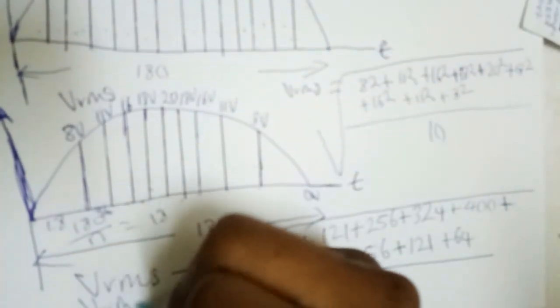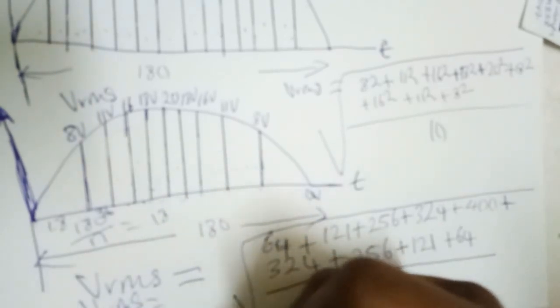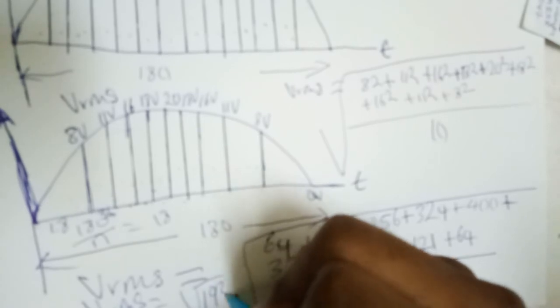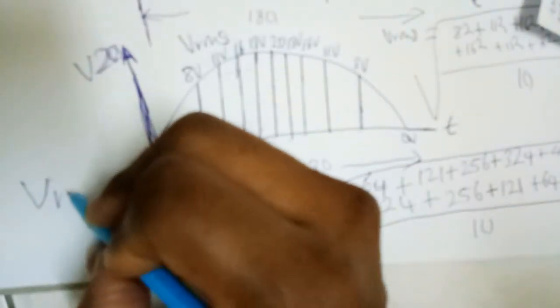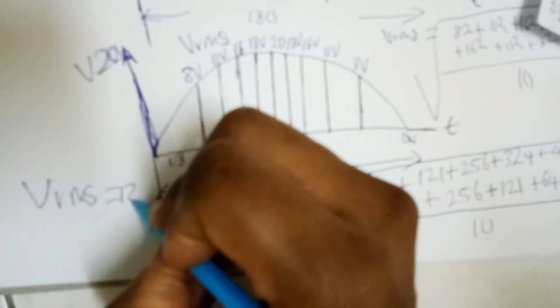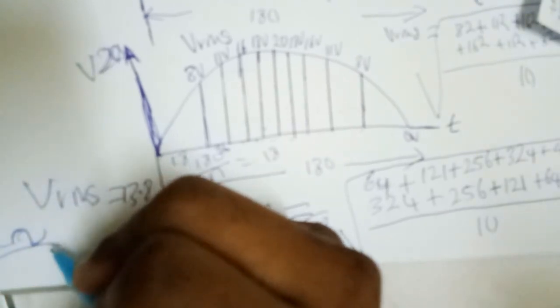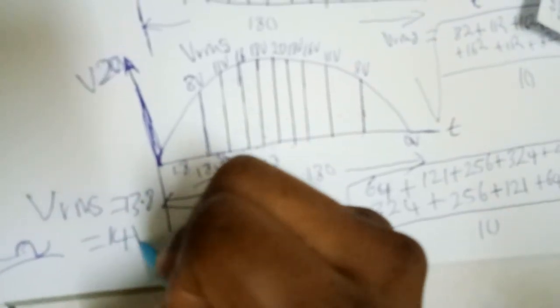V root mean square is equal to the square root of 193. That is, V root mean squared is equal to 13.8, which is approximately 14 volts. That's how you get the V root mean squared.